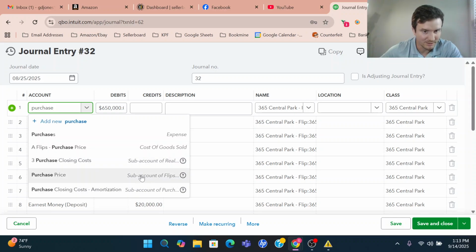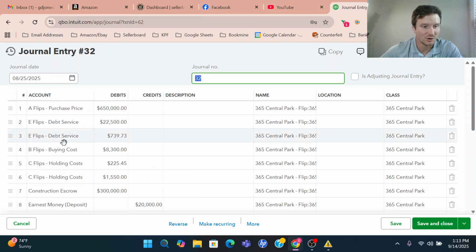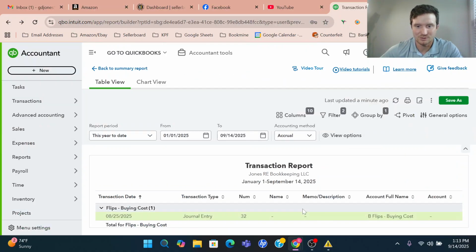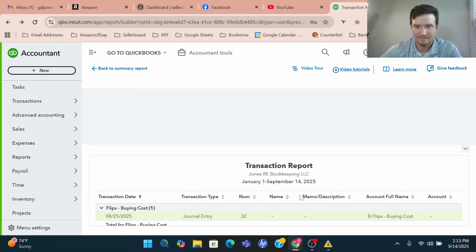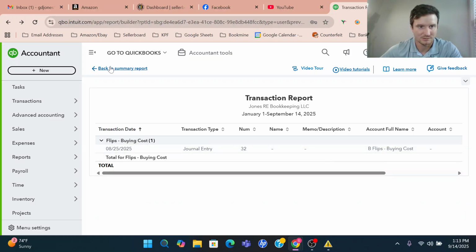Purchase price right here, sub-account of flips. So the purchase price right here. So this is what it's going to be. You're going to have an overarching sub-account, and it's going to show that this is going into current asset instead of on here.